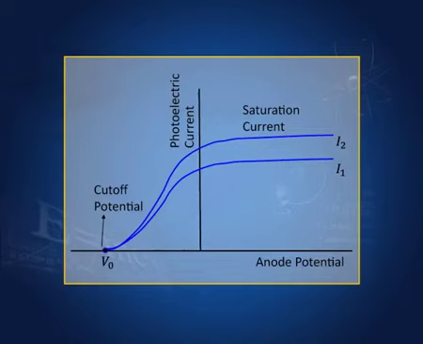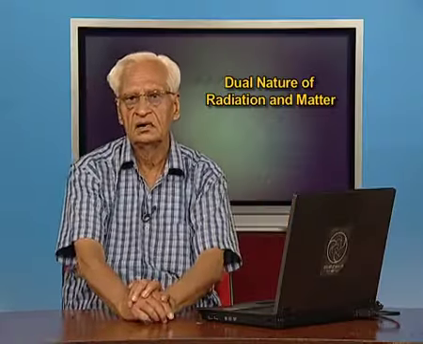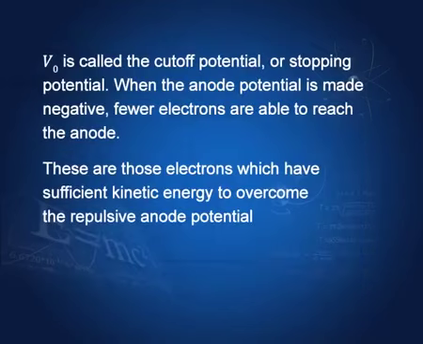And you can also see that there is a maximum, it achieves the saturation current. That means, for example, at this anode potential, all electrons emitted by the cathode are captured. So, the saturation current cannot be higher than this. So, V0, as I said, is called the cutoff potential or stopping potential, it is sometimes called stopping potentials.